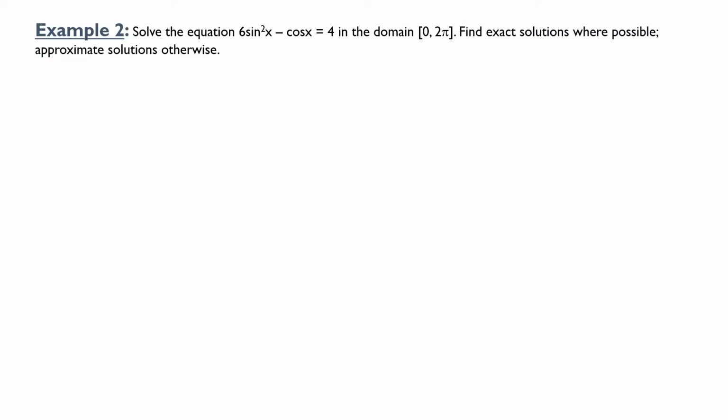Example 2. Solve this equation for the domain. Remember, the square brackets mean from 0 to, this is your leftmost endpoint, this is your rightmost endpoint, from 0 to 2 theta. This is interval notation. Find exact solutions where possible, approximate solutions otherwise. So we'll get to that.